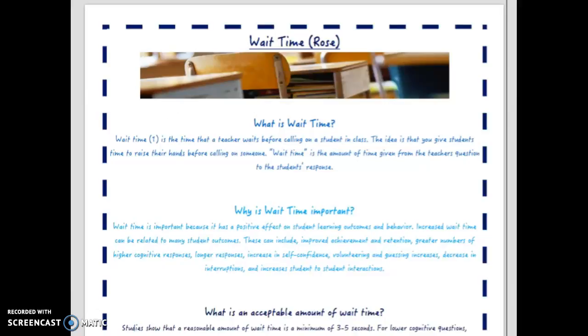Wait time 1 is the time that a teacher waits before calling on a student in class. The idea is that you give the students time to raise their hands before you call on them, and they have time to think about their answer. Wait time is the amount of time given from the teacher's question to the student's response.